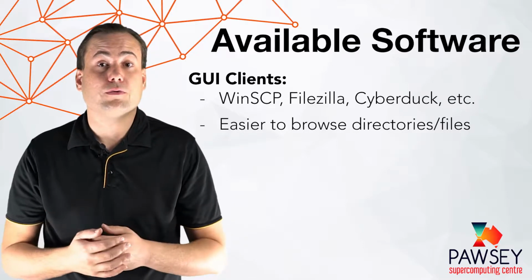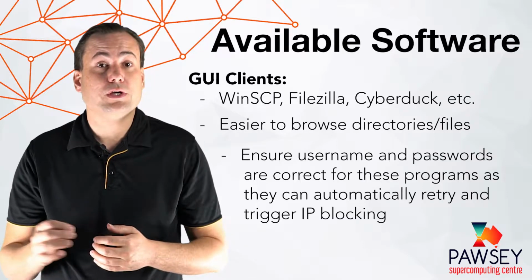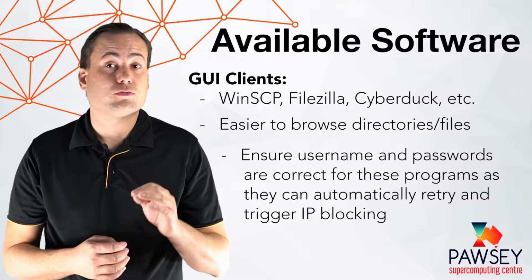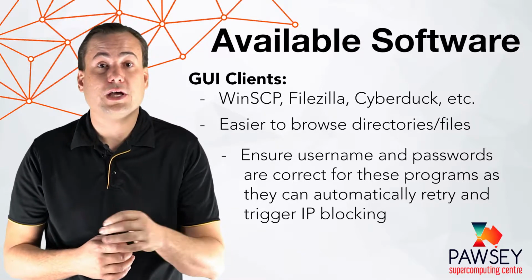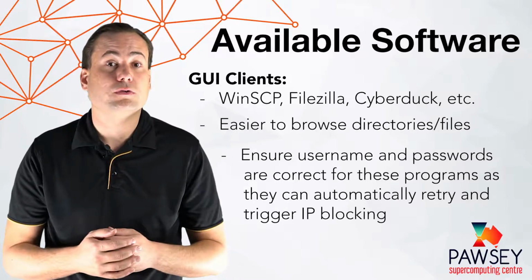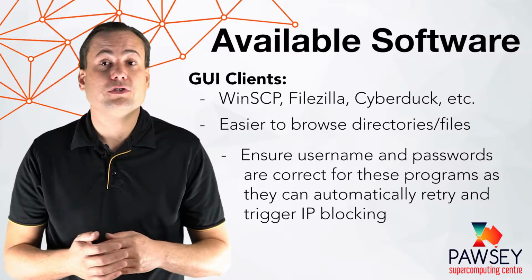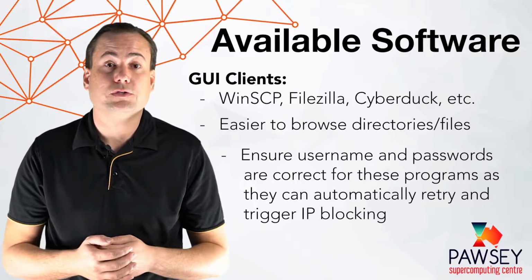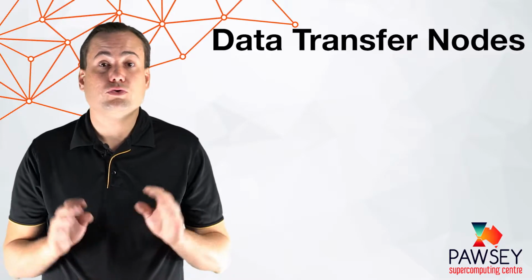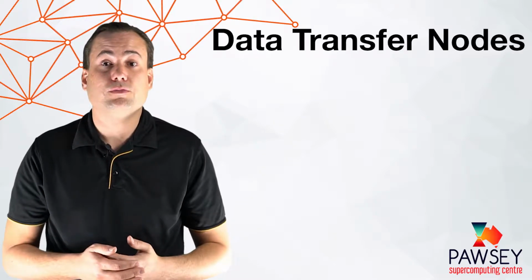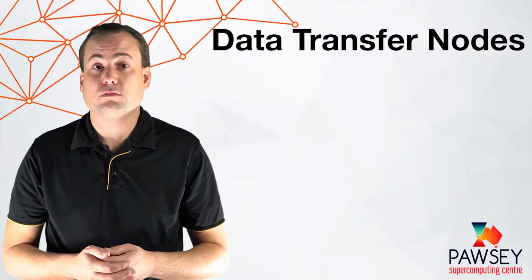When using client programs, it is important to ensure usernames and passwords are entered correctly. They are often configured by default to retry repeatedly and can trigger anti-hacking features of the supercomputer system and result in your network address being blocked. You should ensure these features are disabled in the software you are using and contact our help desk if you need assistance. The login nodes should not be used for data transfers, to ensure they remain responsive for users managing their workflows on the systems.